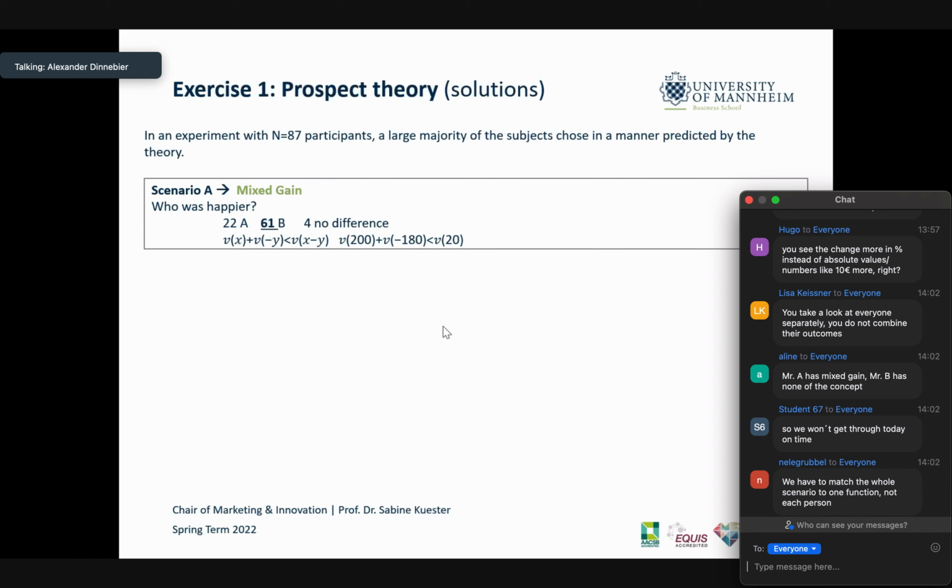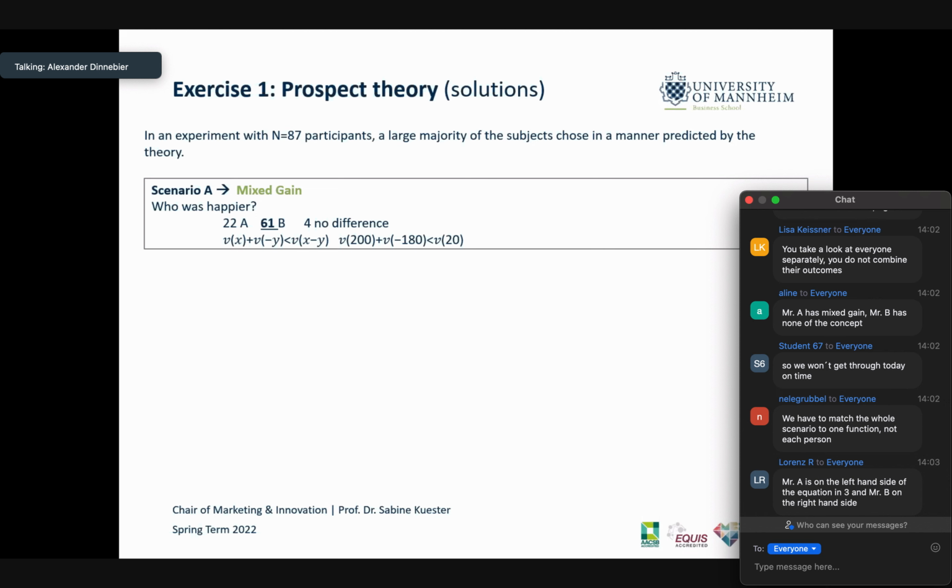Yeah, I totally got that part, but the question has 2 parts. In the first part, we decide who's happier, and we can do that by saying, okay, A is obviously a mixed gain and B is just a gain. And then we have the formula that works out. But the second part is match each scenario with one of the 4 possible combinations, right? And if we look at the whole scenario, so the scenario is Mr. A and Mr. B, and both of them have gains, right? So they should be multiple gains instead of mixed gains.